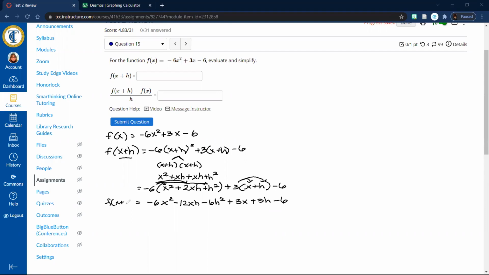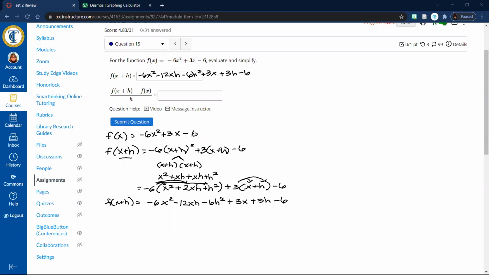So if you end up with something long like this, don't worry, you've done it right. Do we want to factor out the 3 or just leave it as is? Leave it as is. If you factor out the 3, then that's going down a whole different can of worms. So this is our answer: negative 6x squared minus 12xh minus 6h squared plus 3x plus 3h minus 6.